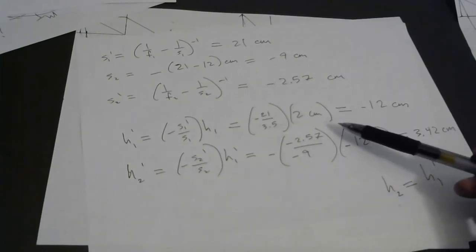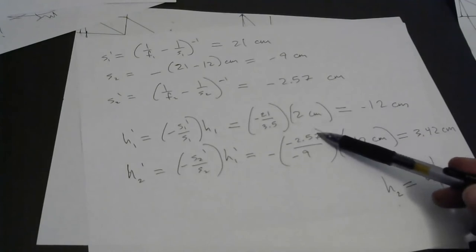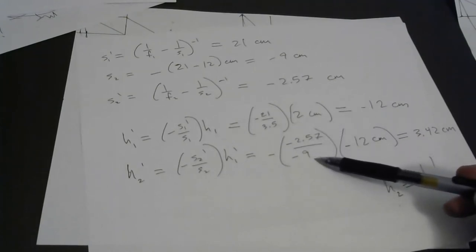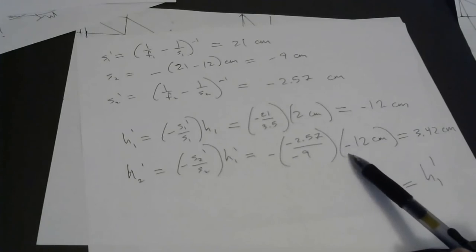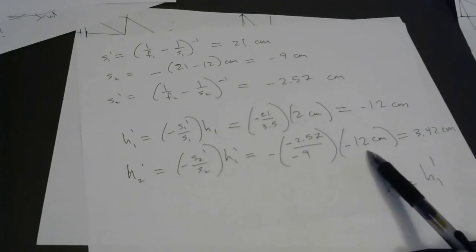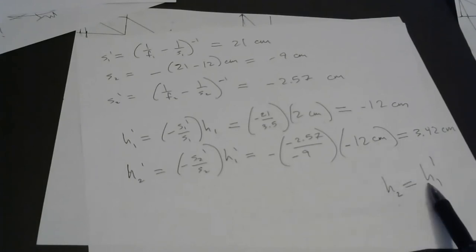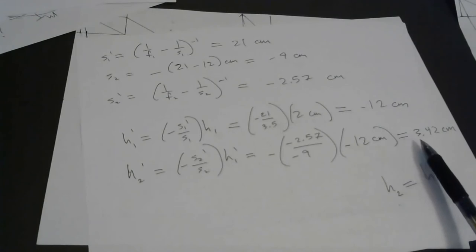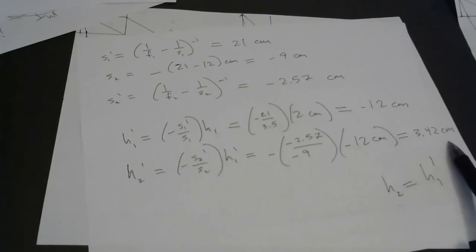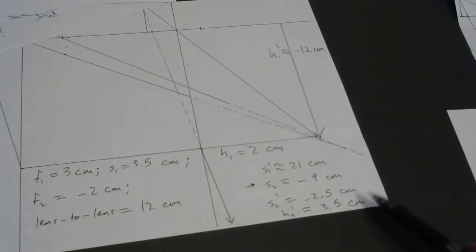Okay. Well, I plug in the calculated image distance and object distance for the second lens times, again, the height of the object for the second lens, but the object for the second lens is the same as the image of the first lens. That's the 12 centimeters. And I find that the final image should have a height of 3.4 centimeters. Remember, I measured it to be 3.5. So I got fairly lucky in this instance.